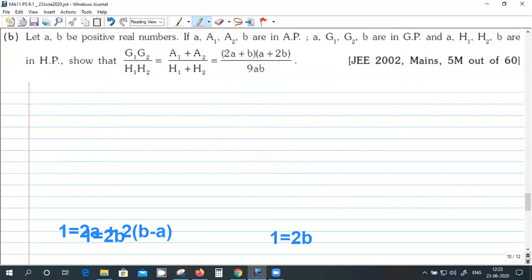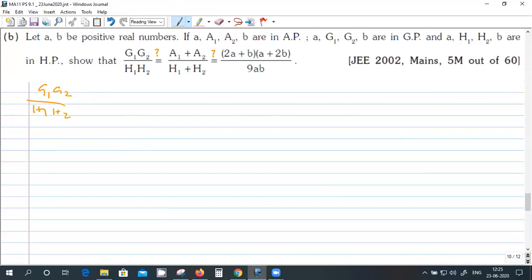So basically, you have to show two equalities. One is this one, another one is this one. The first one is G1 G2 divided by H1 H2 equal to A1 plus A2 divided by H1 plus H2. So this is what we have to show.